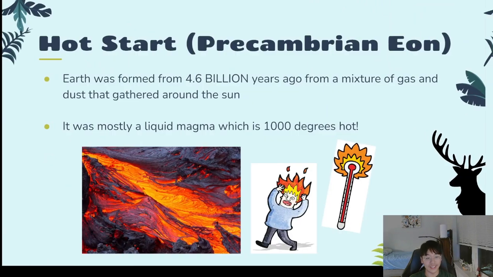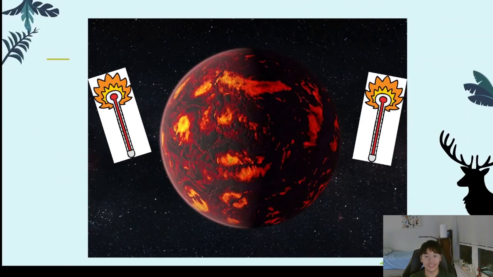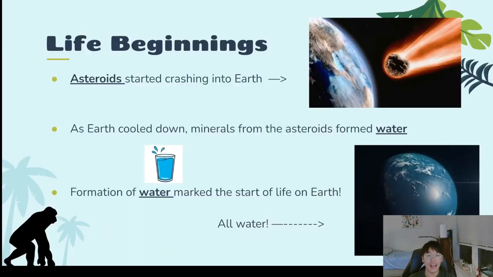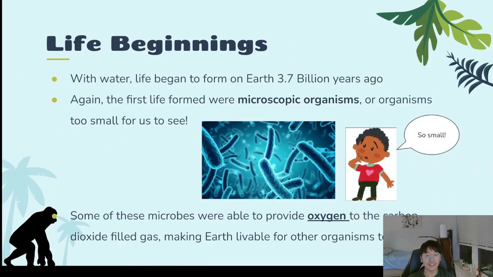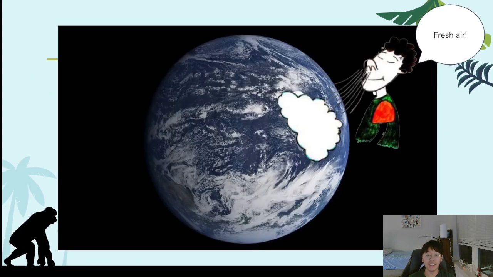It was a hot start. Remember? The spinning thermometer is saying hot, hot, hot. Everything was a fireball. Then what happened next? Asteroids started crashing into Earth and it formed water. And after water formed, small microscopic organisms formed. Then air formed. Those microscopic organisms formed oxygen.